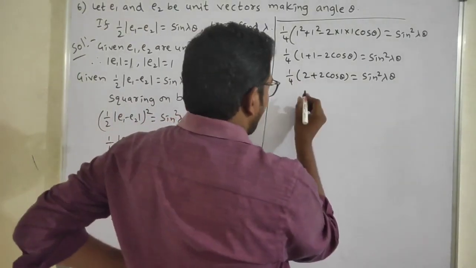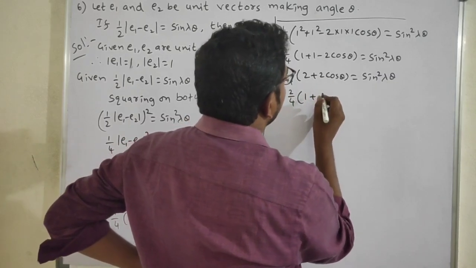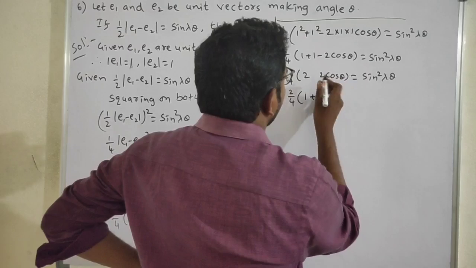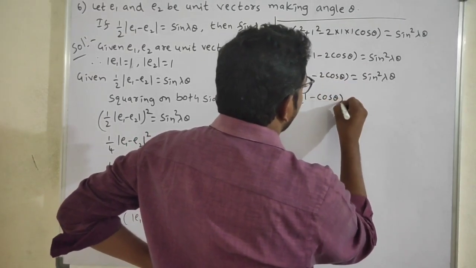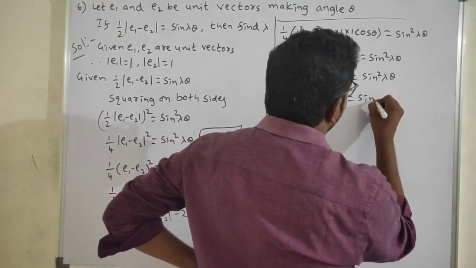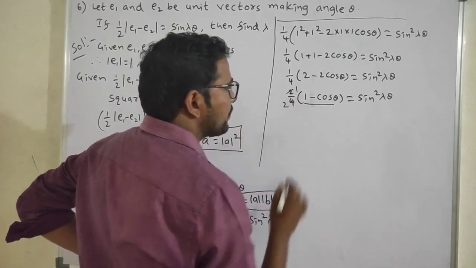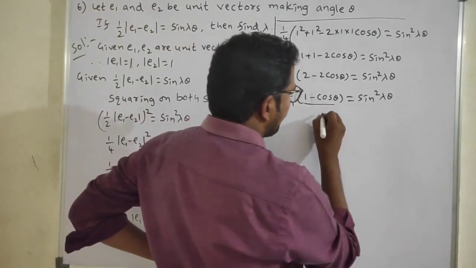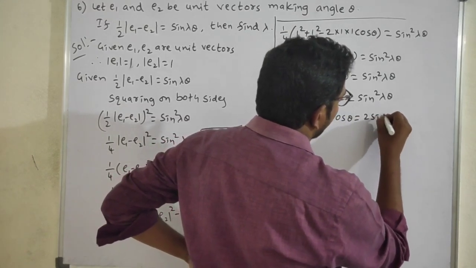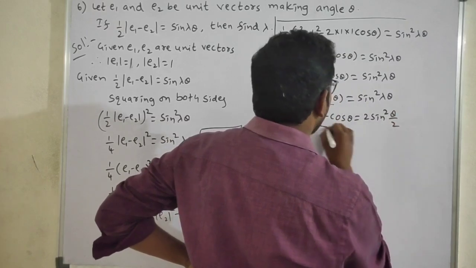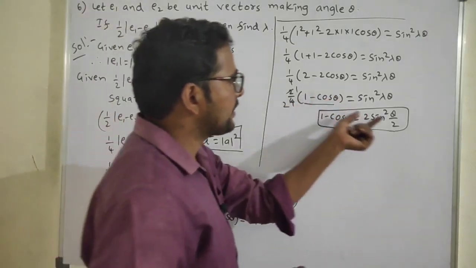Take 2 common. The remaining is 2 by 4 into 1 minus cos theta is equal to sin square lambda theta. We know this formula: 1 minus cos theta is equal to 2 sin square theta by 2. This is the formula. So in place of 1 minus cos theta, write this.